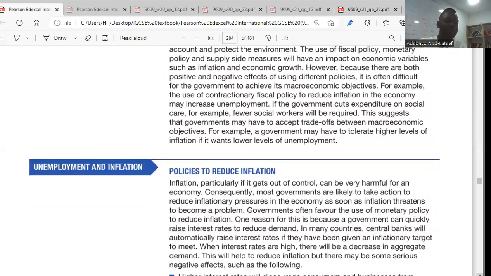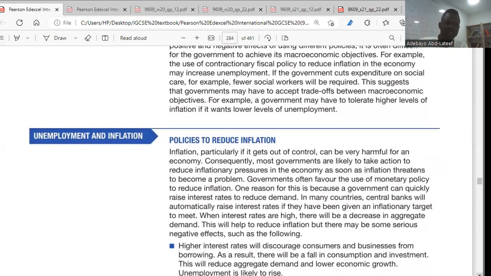So now we go to unemployment and inflation. The first point here, they said inflation, particularly if it gets out of control, can be very harmful for an economy. Consequently, most governments are likely to take action to reduce inflationary pressures in the economy as soon as inflation threatens to become a problem. Governments often favor the use of monetary policy to reduce inflation. What is monetary policy? The use of interest rate or money supply to correct the economy.